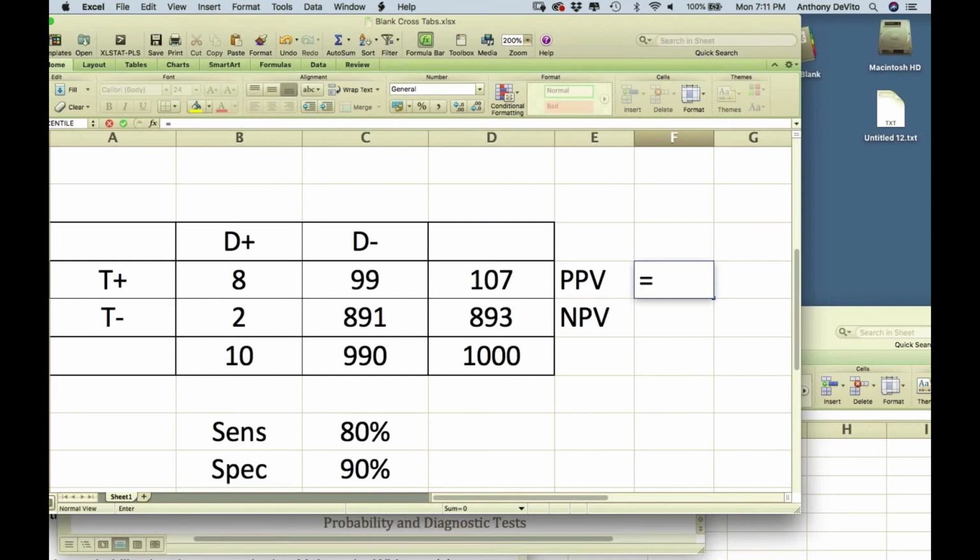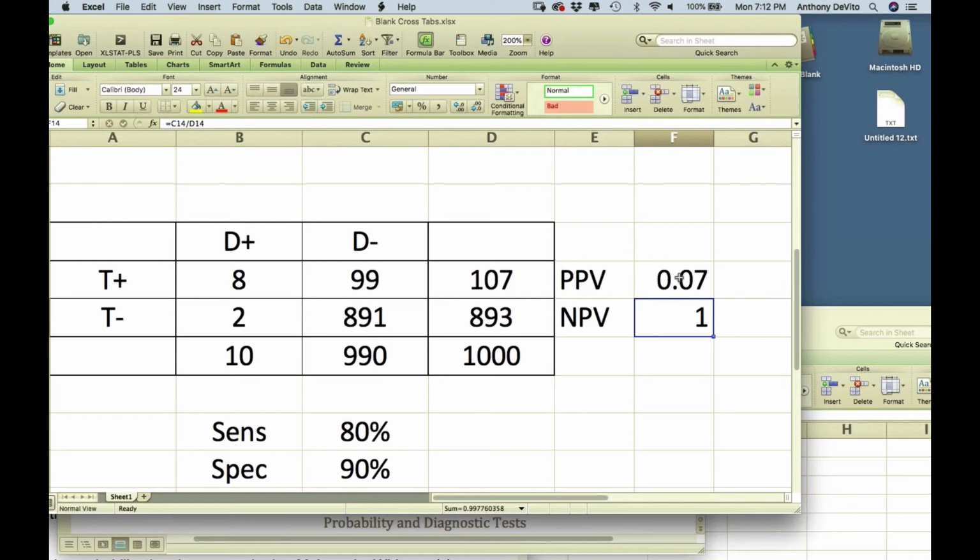So what's our positive predictive value equal to? How many people tested positive? 107, right? Out of those 107, how many of them actually have the disease? 8. So it's 8 over 107, which is equal to 7%. And the negative predictive value is going to be equal to 891 divided by 893. So it's even higher. I'm not going to format that. It's rounded off to 1, but it's really 99.99 something.